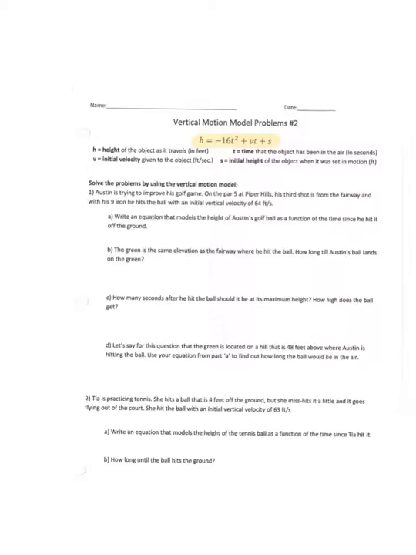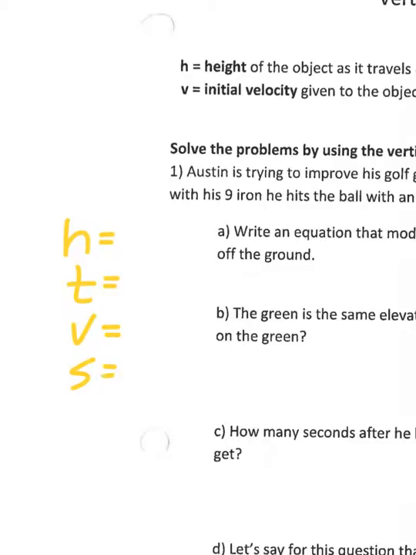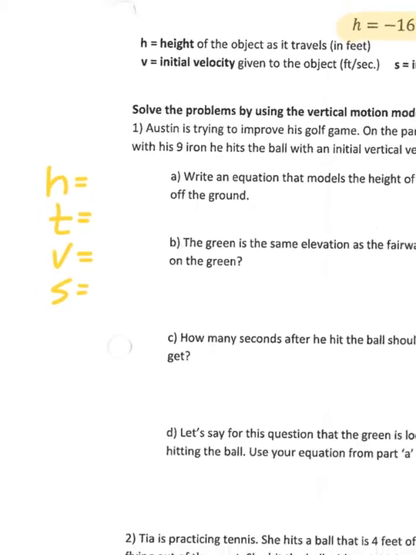I also recommend when you're starting these problems that you should probably put those variables off to the side somewhere, because usually in the information they're going to tell you a bunch of those variables. Here, h stands for the height as the object is traveling, t is our time in seconds, v is the initial vertical velocity, the upward force given to it, and s is the initial height of the object.